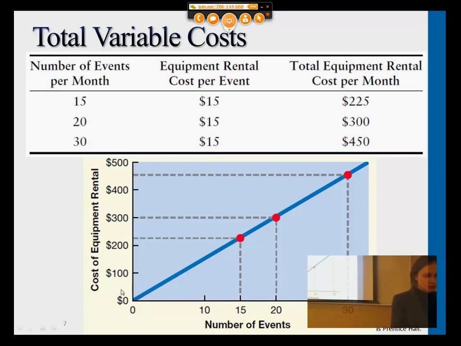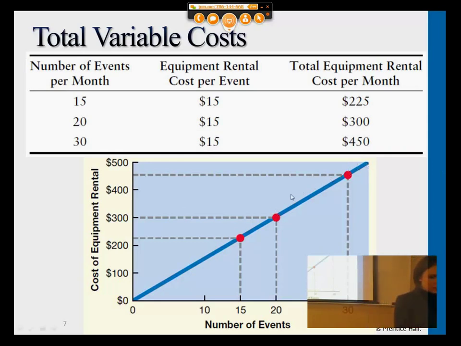Now look at this corner where I have zeros. What does it mean? It means that when I do not have any events, I don't pay anything for equipment, right? This is your origin. Okay? And then let's plot this: 15 events at $225 a month, right? So I'm going to take 15 events and find my 225, and that's the intersection, right? I'm going to do the same thing for the other numbers.